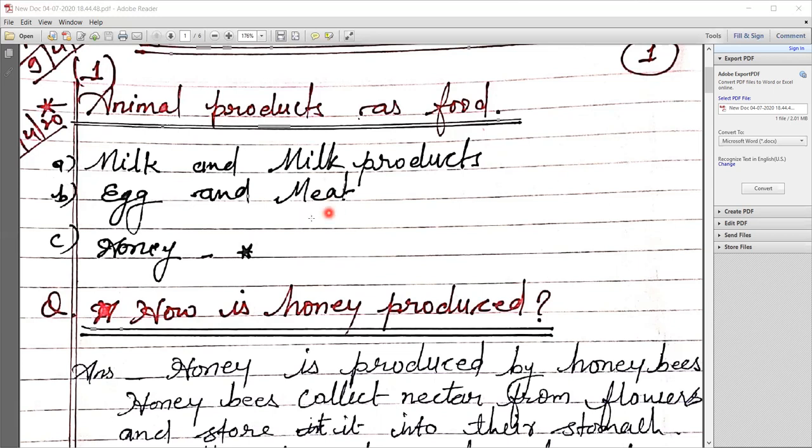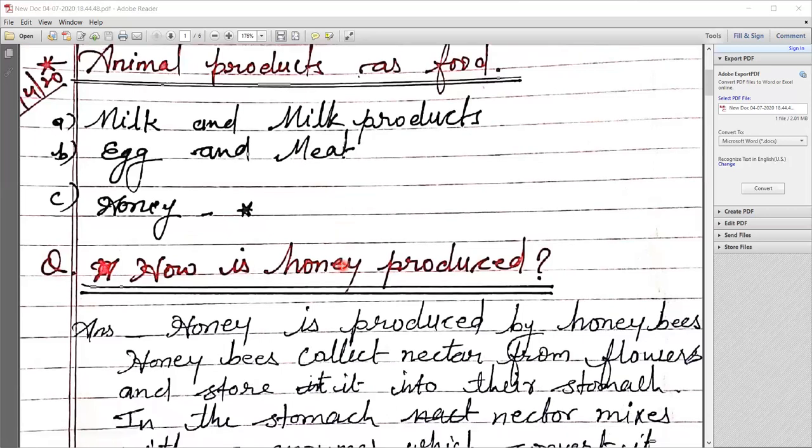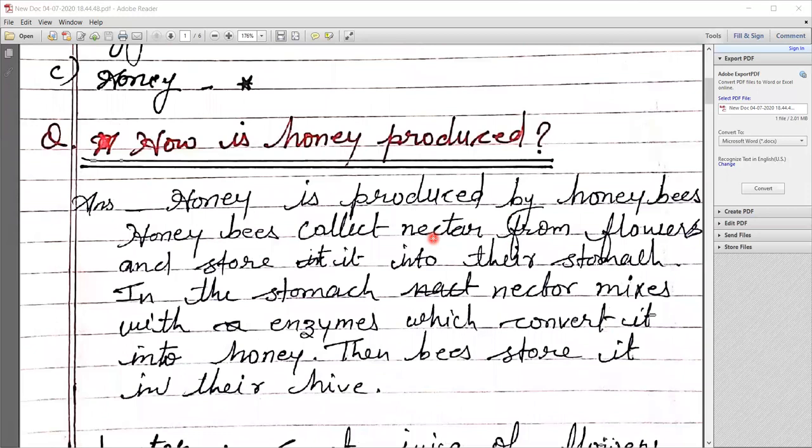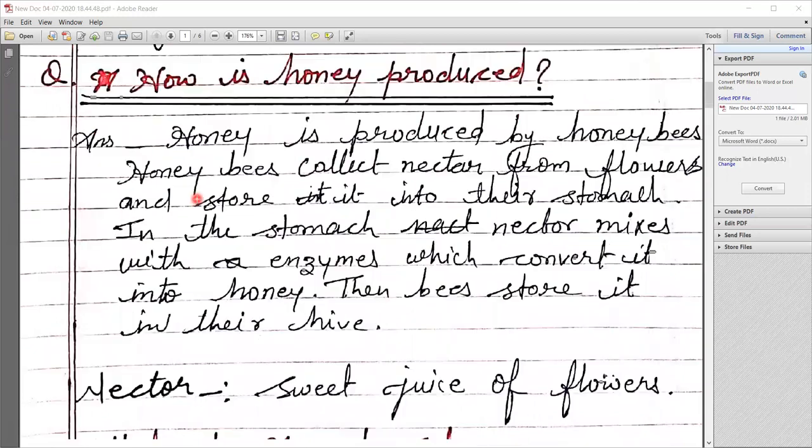Next is honey. Children, do you know where honey comes from and how it is produced? Have you ever seen a beehive where so many bees keep buzzing about? Actually, honey is produced by honeybees.